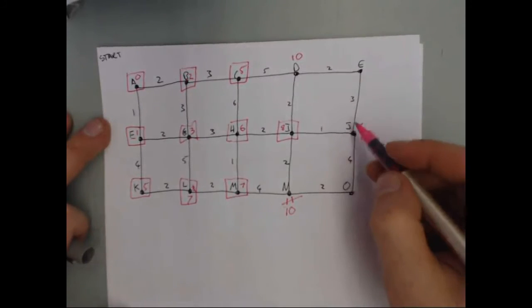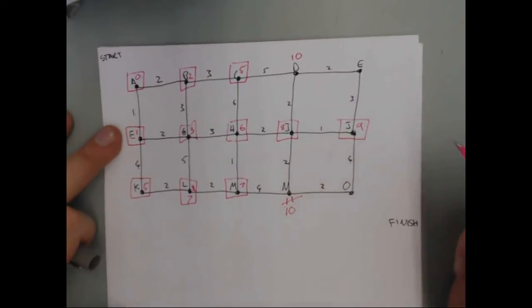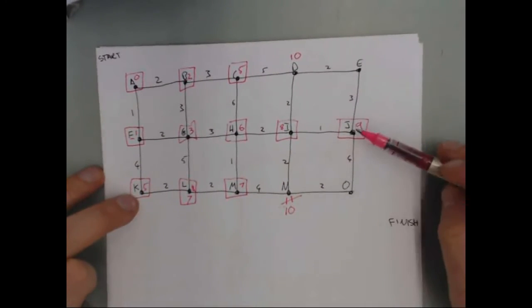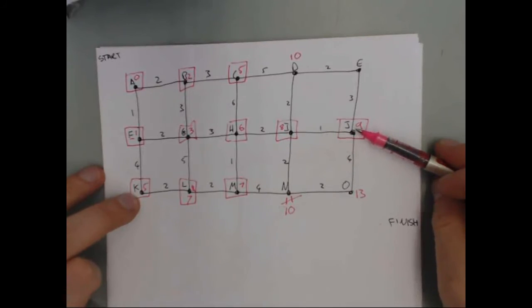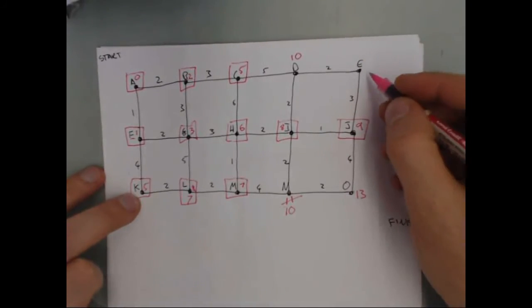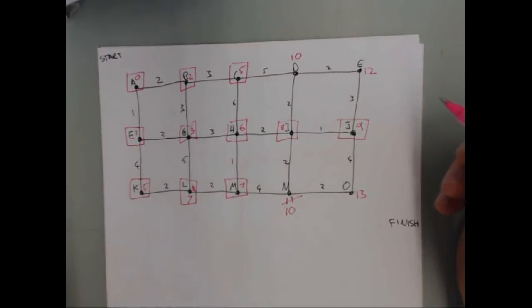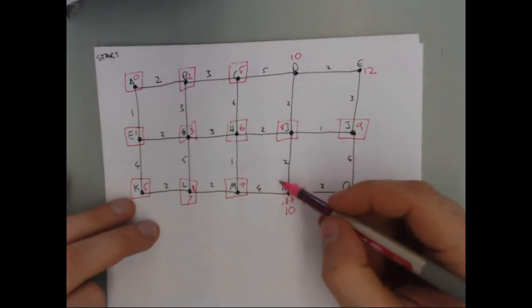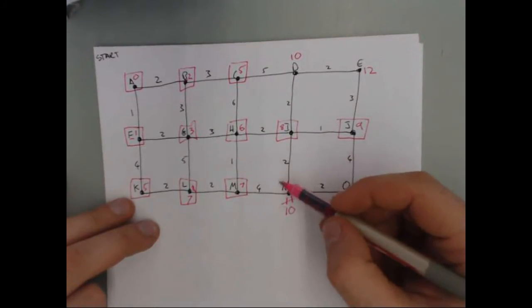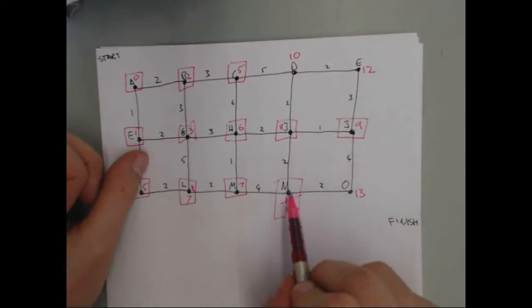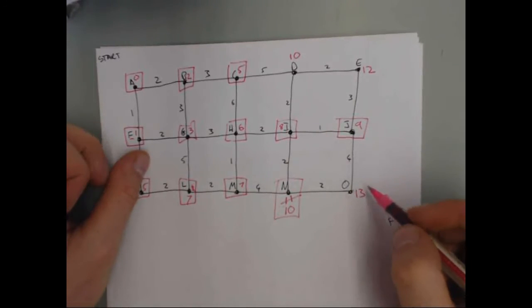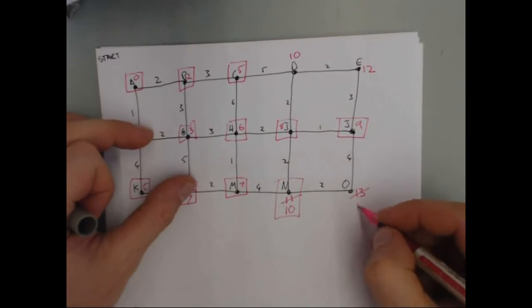What's the smallest one on the board now? Looks like this 9. What's connected to 9? Well, we've got our finishing node. 9 plus 4 is 13. 9 plus 3 is 12. Next, we're going to box the smallest node on the board that doesn't have a box yet. So I'm going to box this one, and then 10 plus 2 is 12, which is less than 13. So I'm going to replace this 13 with a 12.